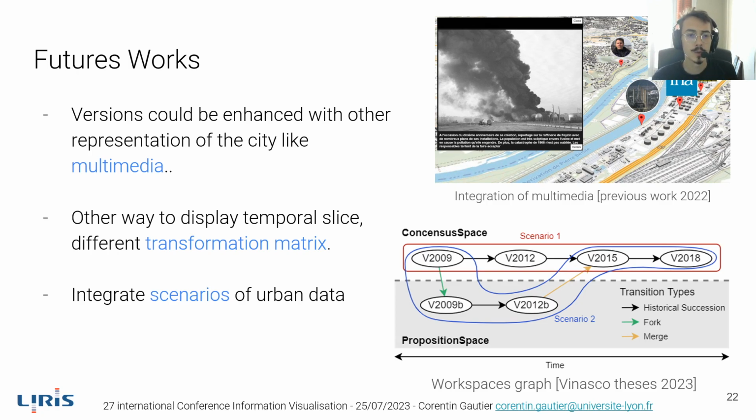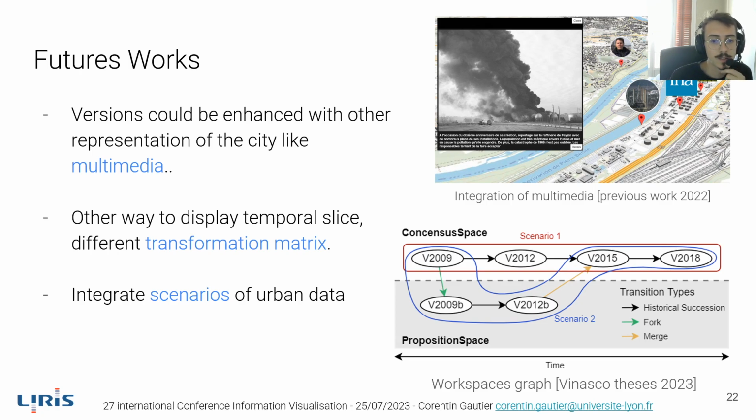We are also thinking about another way to display the temporal slice, maybe with a different transformation, not on the z-axis, but maybe in a circle. We can think of different ways to display the versions.